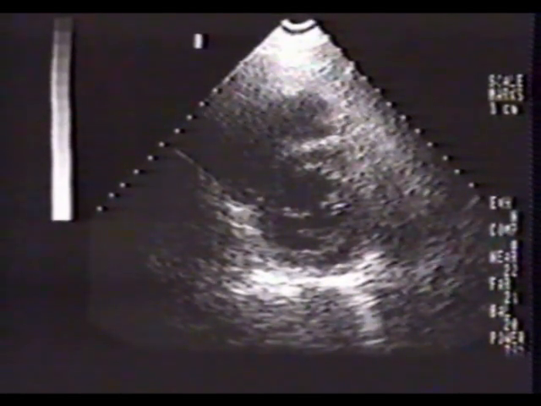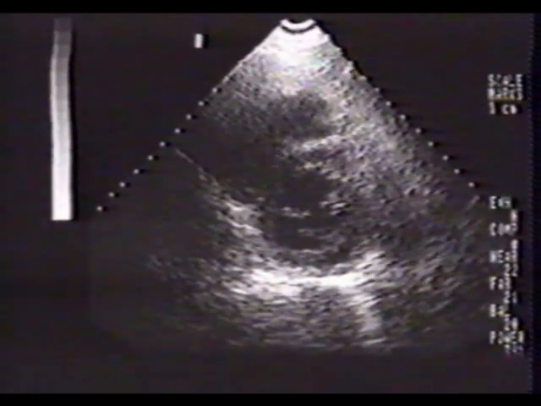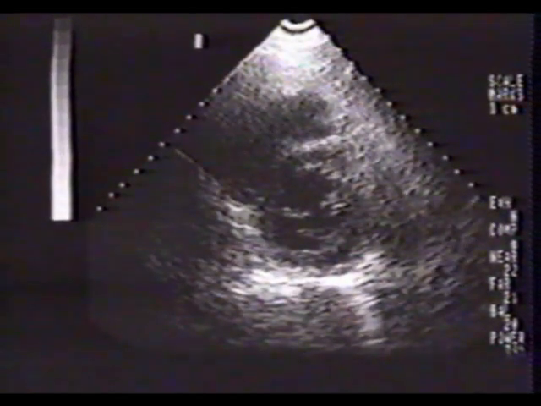Since this patient also had hypokinesis of the lateral wall adjacent to his inferior infarct and akinesis of his inferior septum, his wall motion score index is 2.0.